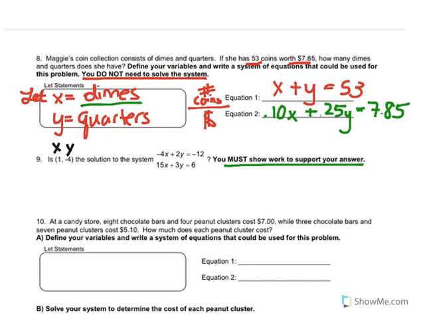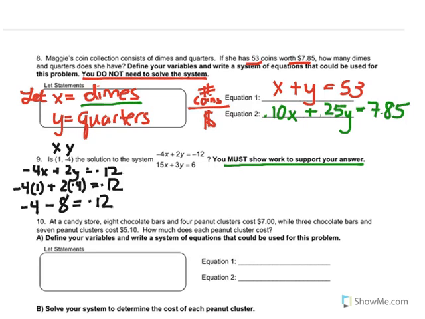So we'll start with the first one. I'm going to go ahead and rewrite the equation up here. -4x + 2y = -12. So I'm going to substitute 1 for x, and I'm going to substitute -4 for y. So -4 times 1 plus 2 times -4 equals -12. So this is -4. Positive 2 times -4 is -8. So -4 - 8 equals -12, and -4 - 8 is -12. So it works for that one, comes out true.